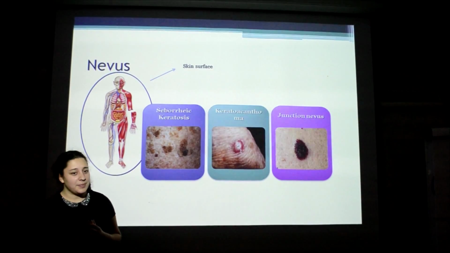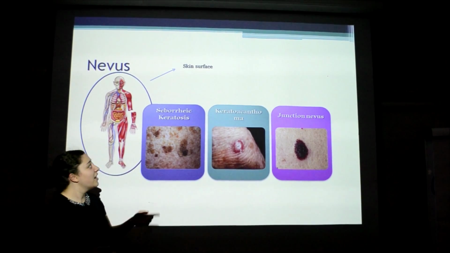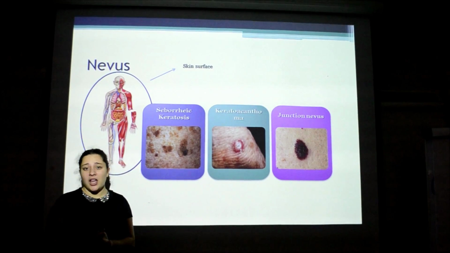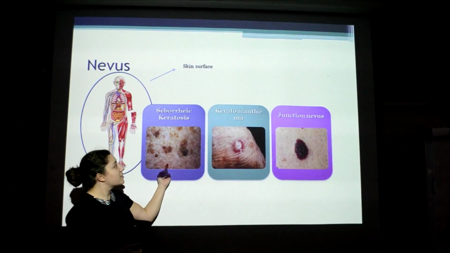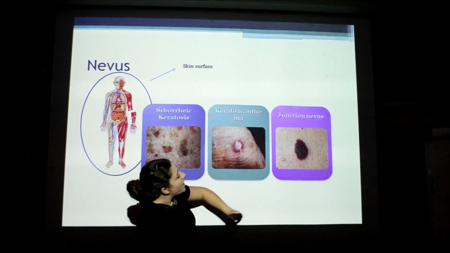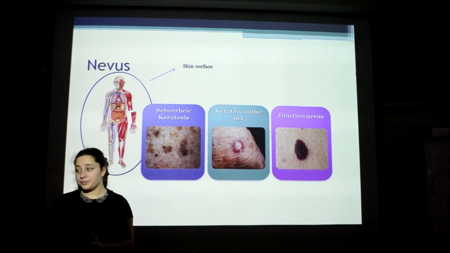Nevus, it's a benign tumor, it's asymptomatic, but they are all visible in the skin. So we can have this type that is most common in old people. So the older you get, the higher the probability of getting these benign tumors. And then this one as well, and the junction nevus, which a lot of people have.